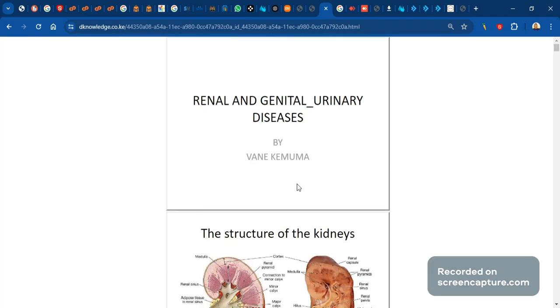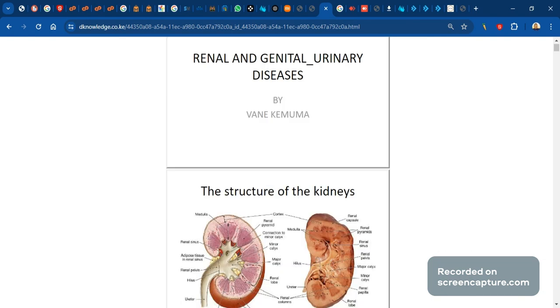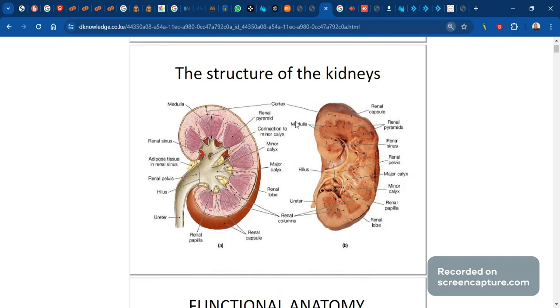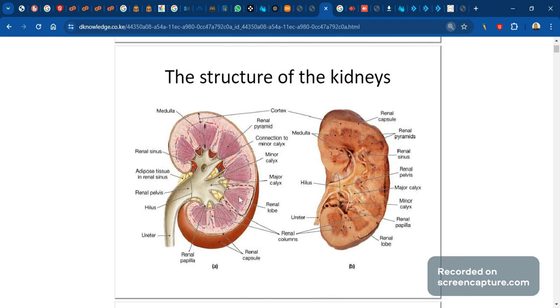Okay, now this is renal and genitourinary diseases by Ven Kemuma. First and foremost, one thing that I'm sure nobody can forget is the structure and the anatomy of the kidney, how it looks, and the morphology, external and internal, in terms of the parts composing the kidney itself.